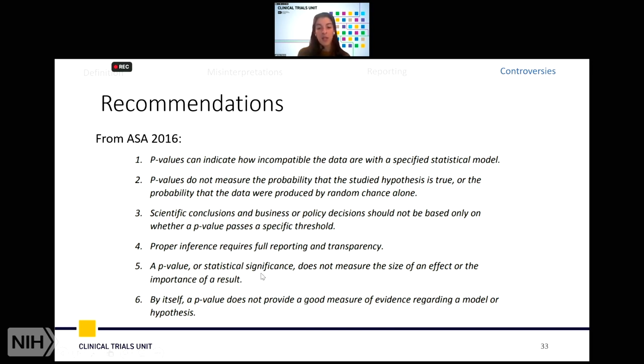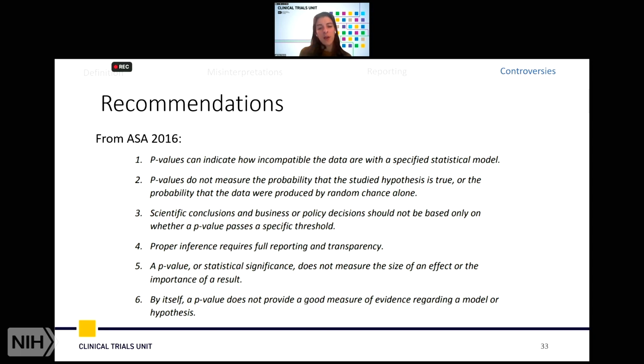P-value or statistical significance does not measure the size of an effect or the importance of a result, right? So size of an effect, as we talked about too, you can have the same effect size, but with different p-values if you have a different sample size. And the importance of a result, obviously, it doesn't tell you whether the result is good or not. It just tells you perhaps how likely it is in layman's terms, right? So a p-value of 0.0001 is not more important than one of 0.9, right? Maybe that seems obvious, but it's just an important reminder.